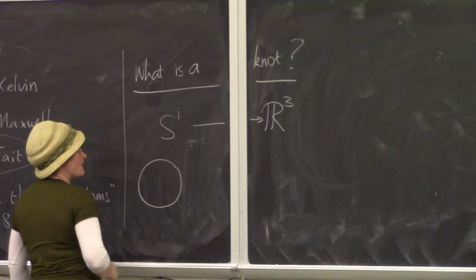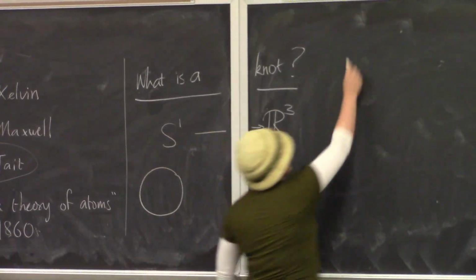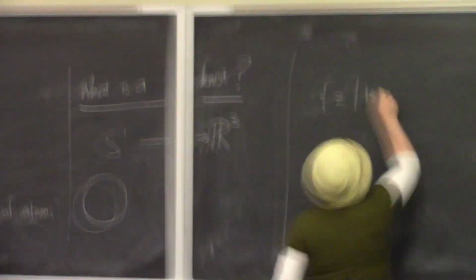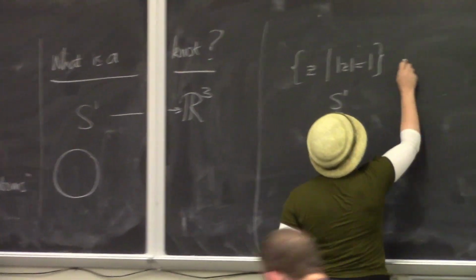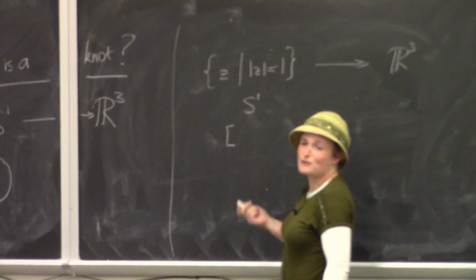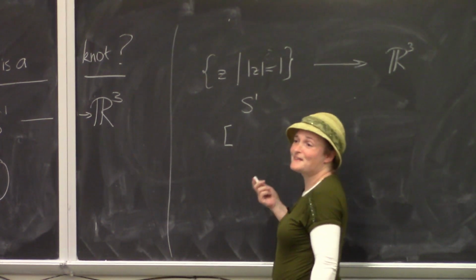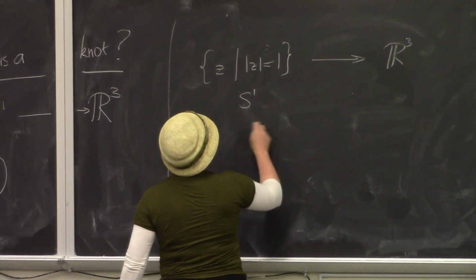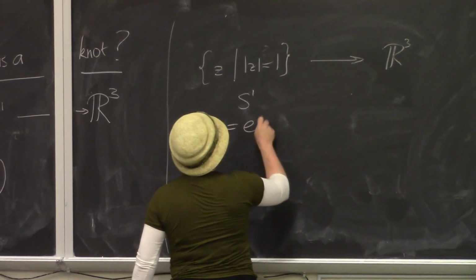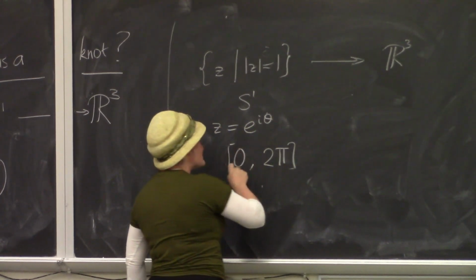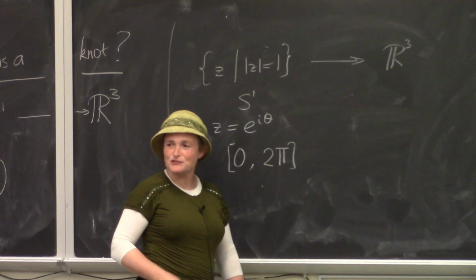You can think of it as the complex numbers with modulus 1, mapping to R^3, or you can parameterize it. How would you parameterize complex numbers with modulus 1 most simply? e to the i theta. If you use e to the i theta, then theta will go from 0 to 2 pi. Like mathematicians say, you ask them how long is a piece of string, they say 2 pi.